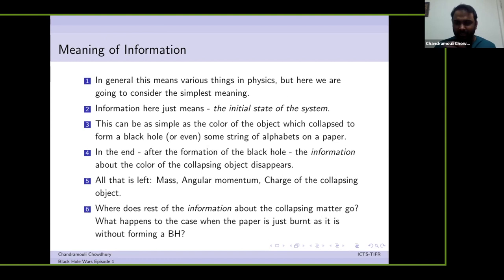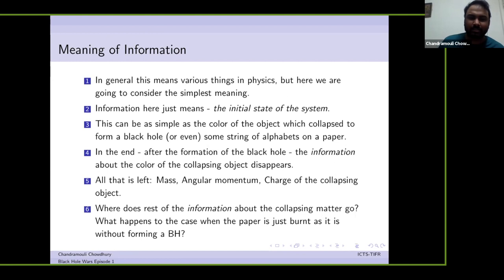So some of the natural questions are: where does the information about the collapsing matter go? I'll try and give some answers to this in the upcoming slides, but to be honest, this is something you'll hear a lot more about in the sessions afterwards, and in some ways this is still a matter under investigation. If we can solve this problem, we'll actually manage to solve the information paradox problem. But I'll talk about various ways in which we can rephrase the question and make it more accessible.